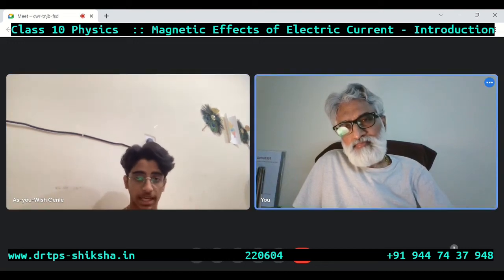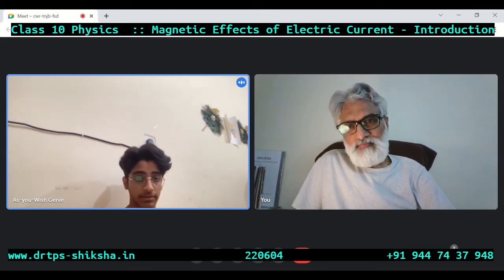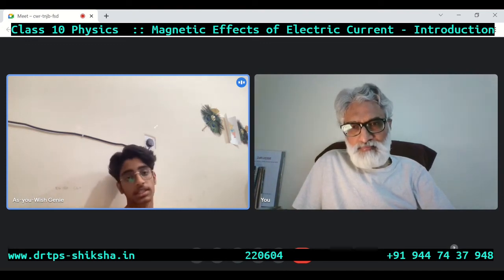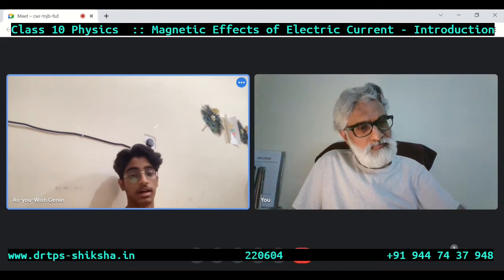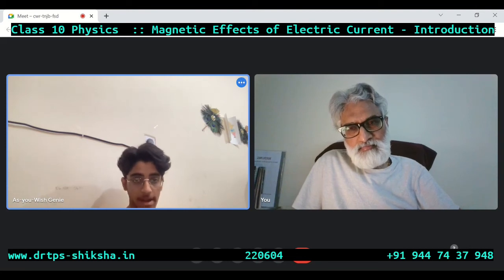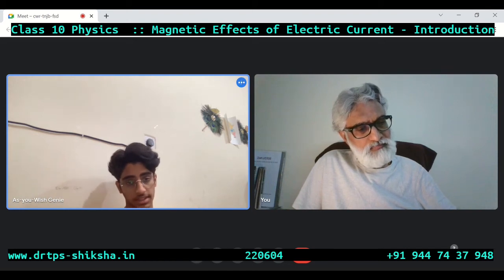Next one, magnetic field is the space around a magnet or the space around a conductor carrying current in which the magnetic effect can be experienced. SI unit of magnetic field is Tesla. There are three types of magnetic fields: uniform, outward and inward. Magnetic field in a region is said to be uniform if the magnetic field vector B has the same magnitude and the same direction at all the points in the region.